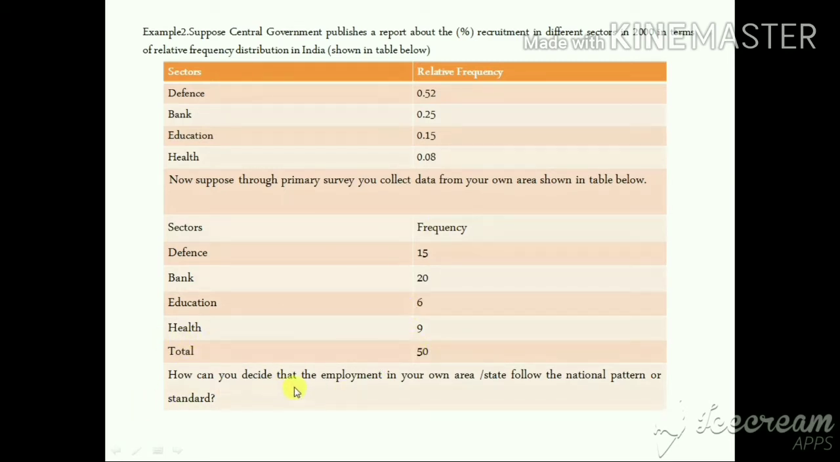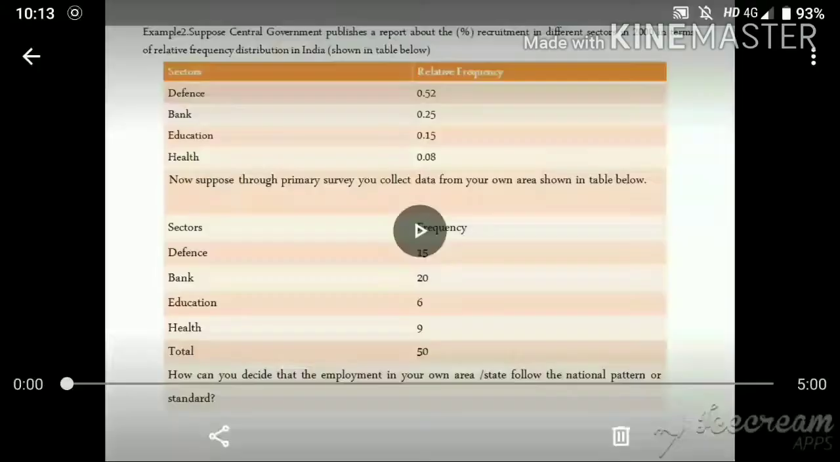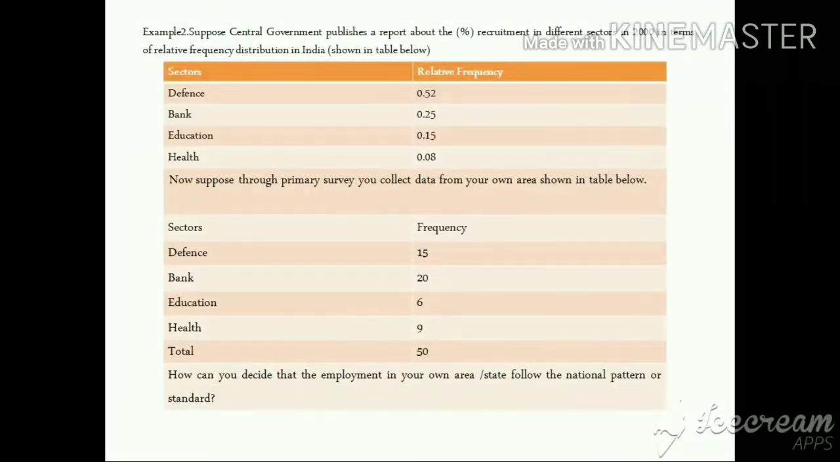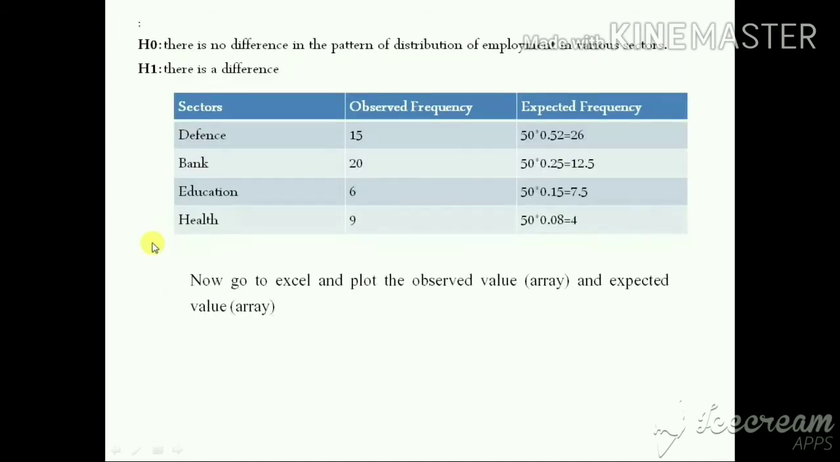Now how can you decide that the employment in your own area follows the national pattern or standard? So how can we decide that the employment in the researcher's own area or state follows the national pattern or standard? How can we proceed? So first we have to formulate the null hypothesis, that there is no difference in the pattern of distribution of employment in various sectors. Alternative hypothesis, there is a difference.